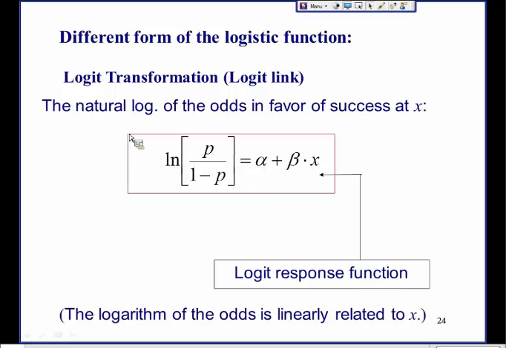And how do you interpret the beta here? Beta is the rate of change of log of odds per unit change of x, right? And beta also, its sign helps us to see whether there's a positive or negative association between the predictor variable and log of odds of success. Okay, so that's really an interesting model. And this model is very useful, in fact, nowadays for modeling the categorical response variable.